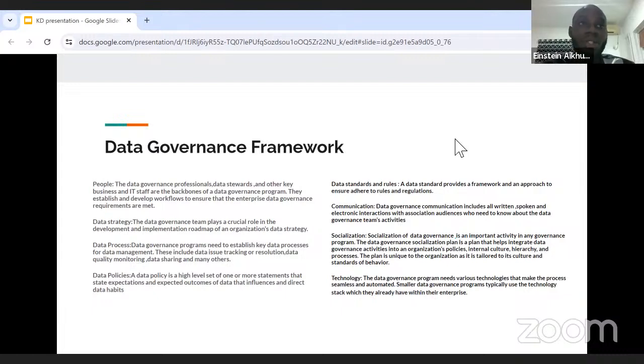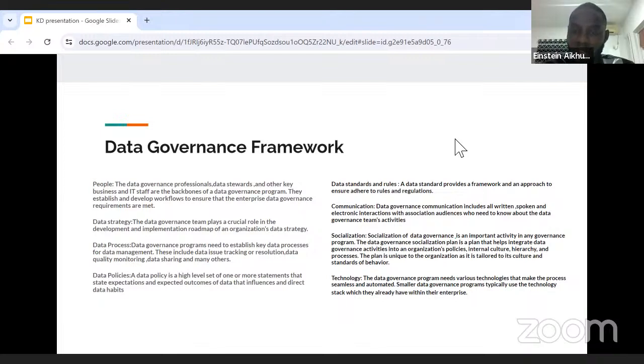Now, every organization, one way or the other, has its ways of how it manages and socializes the data governance system, by which they communicate and tell customers or their users their policies on what to do and what not to do.